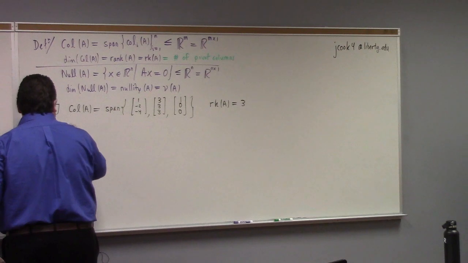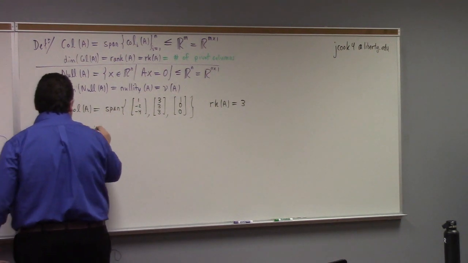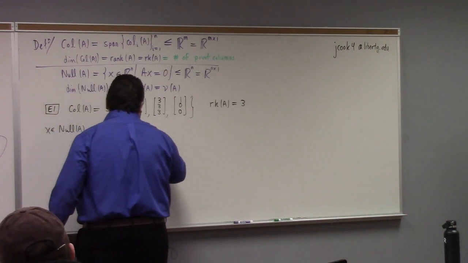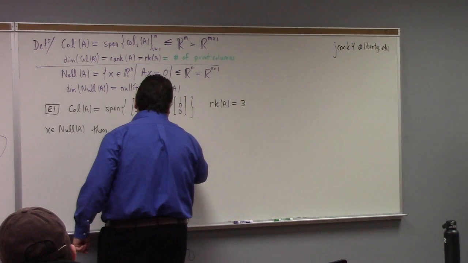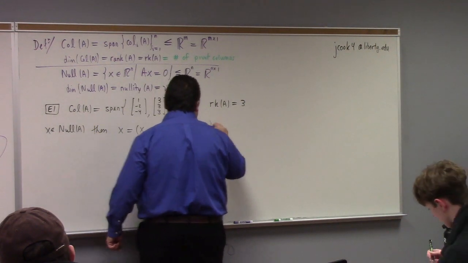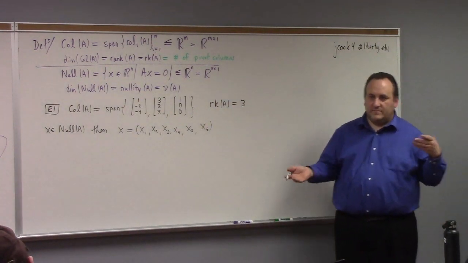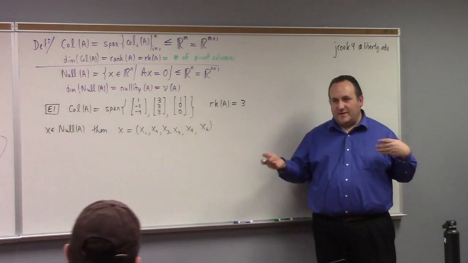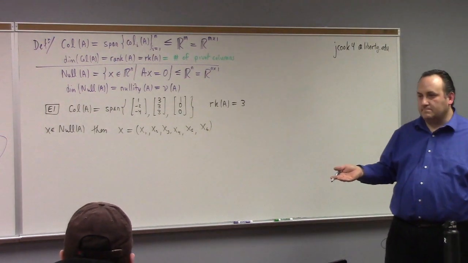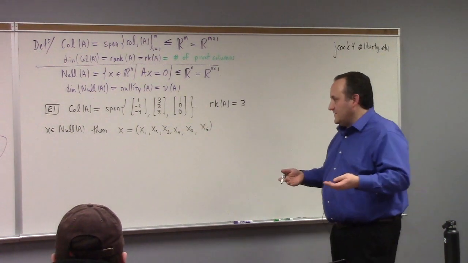So how about the null space of A? If X is an element of the null space of A, then what is X equal to? X is equal to x1, x2, x3, x4, x5, x6, right? Because X is multiplying a 3 by 6, it must be a 6-dimensional vector, right? That's the context here. Okay. What are the formulas for x1 through x6?